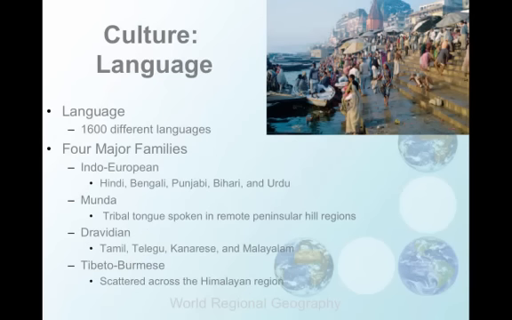In India, language makes up a major part of the culture. There are more than 1,600 different languages spoken in India and the South Asia region. You have four major families: the Indo-European group, the Munda group, Dravidian, and Tibeto-Burmese.